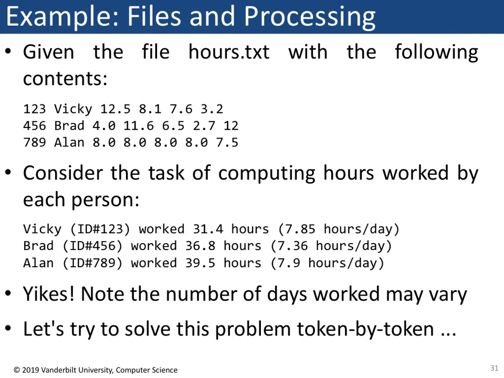So we wouldn't be able to say read the first int, then read the next token, then read 4 doubles. We can't define that sort of an algorithm to read in this hours.txt file because the number of hours entries is going to vary for each person. So maybe instead of attempting to read it in this way, maybe we should attempt it token by token.